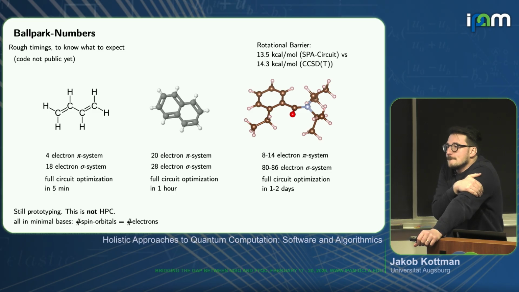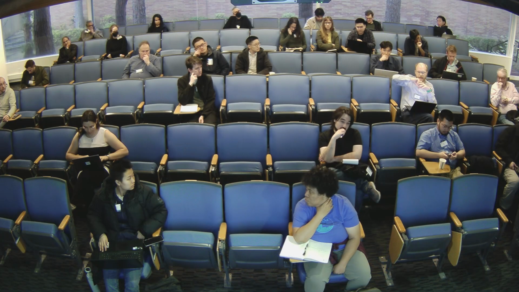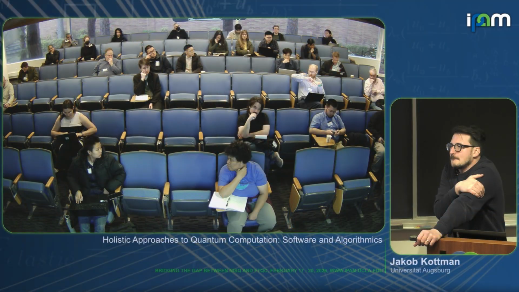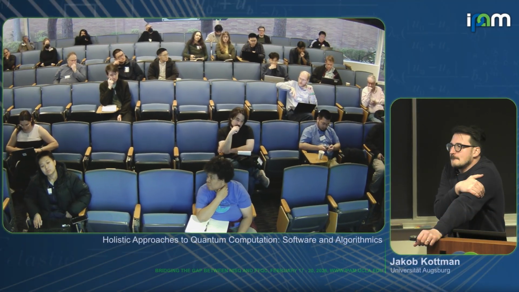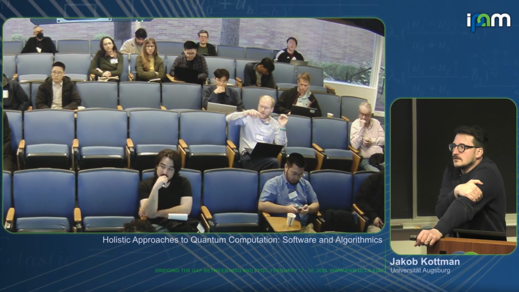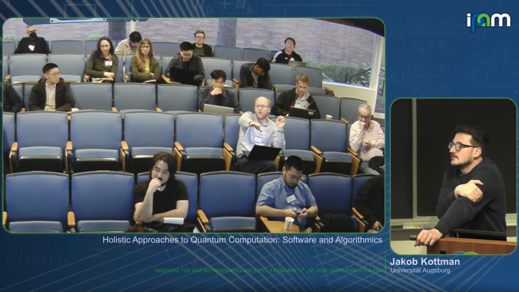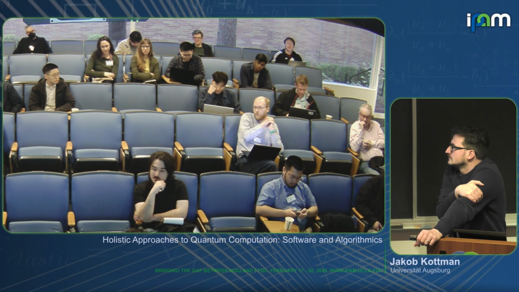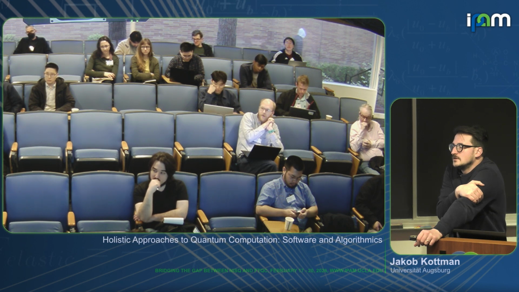Yeah, I want to sort of understand, it's not HPC, but then it's this Tequila package on your laptop or something, so it's also not quantum computing, I guess. I'm guessing you're not running on a quantum device or it'd be a lot noisier. So when you say an 80 to 86 electron sigma system, full circuit optimization in 1 to 2 days, are you simulating a large quantum computer somewhere? How are you optimizing the parameters?